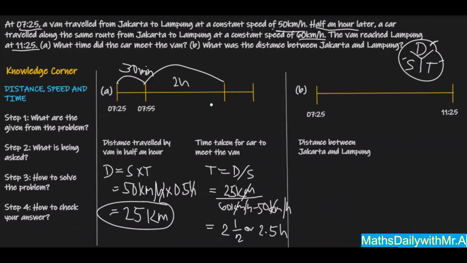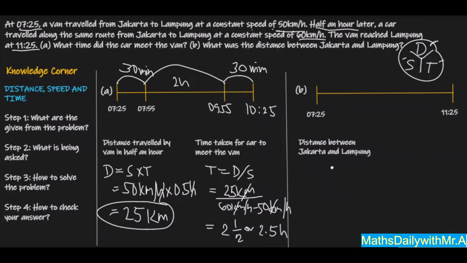2 hours. So this will become 9:55. And from 9:55, we're going to add another 30 minutes. So this would become 10:25. So at 10:25 a.m., the car met the van.